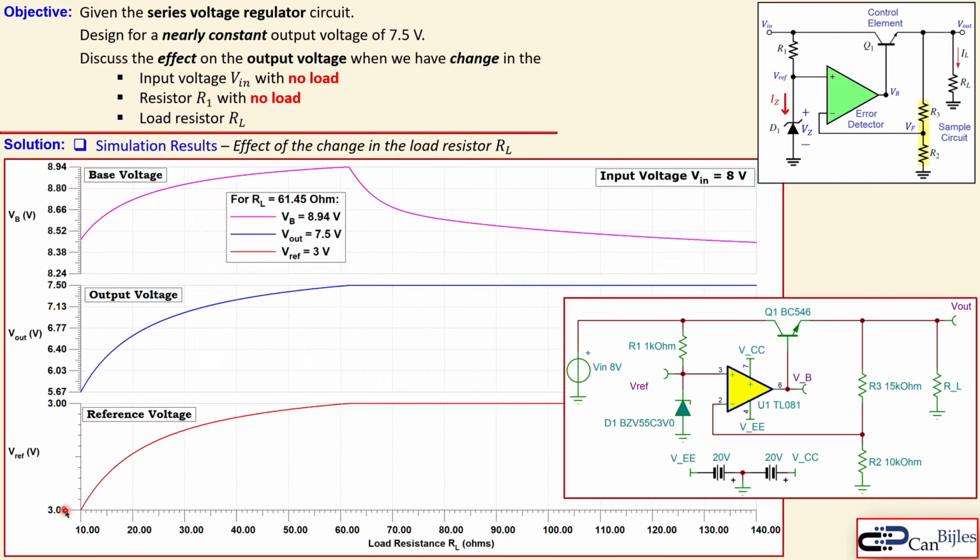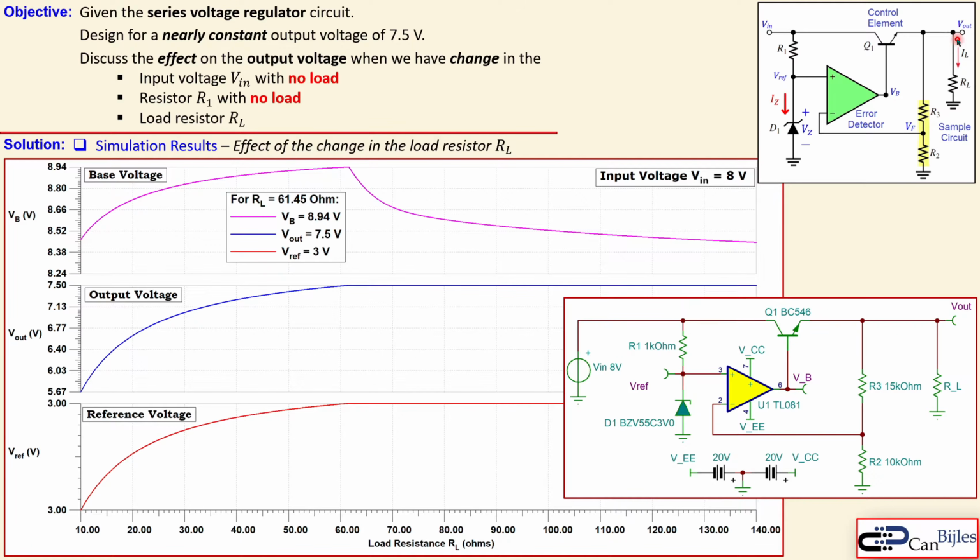The reference voltage is here very close to 3 volts. It looks like it's increasing. It's actually a very tiny increase here, so it looks like an increase, but it is actually almost 3. And we see here that our load resistor, RL, is going from 10 ohms up to 140. So we see actually a huge change, but in the reference voltage we see almost no change.